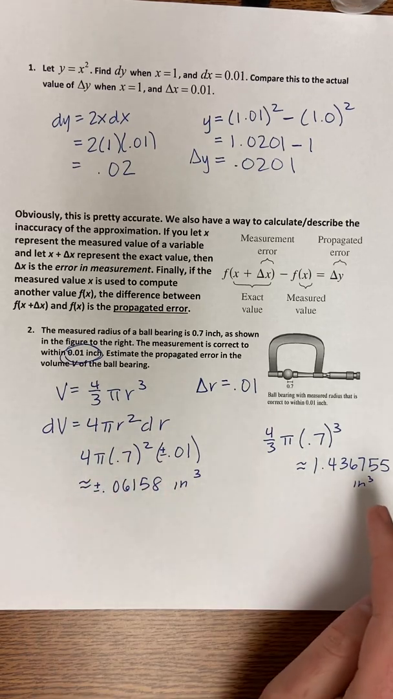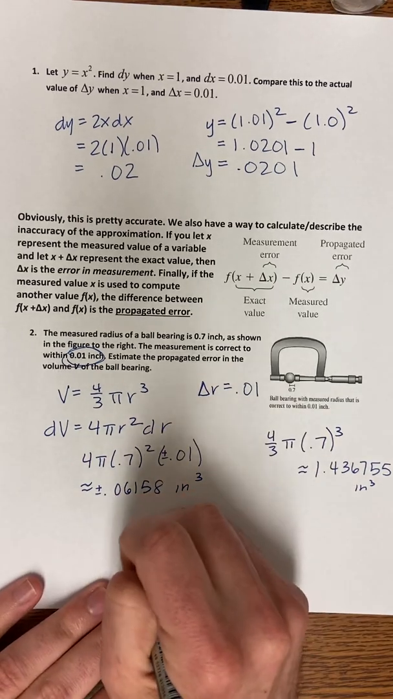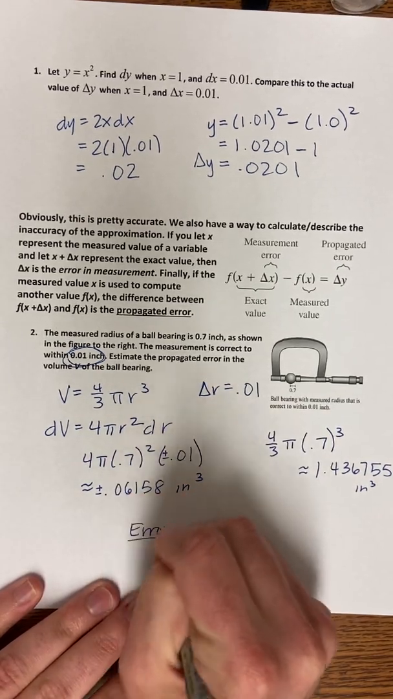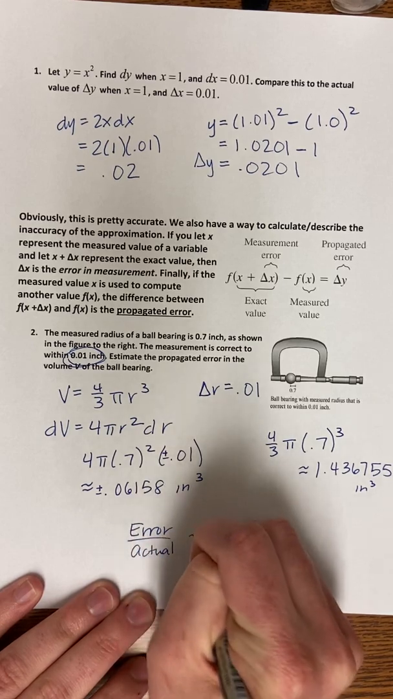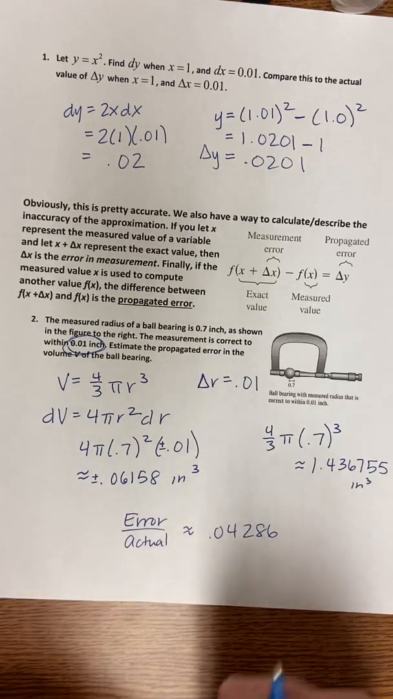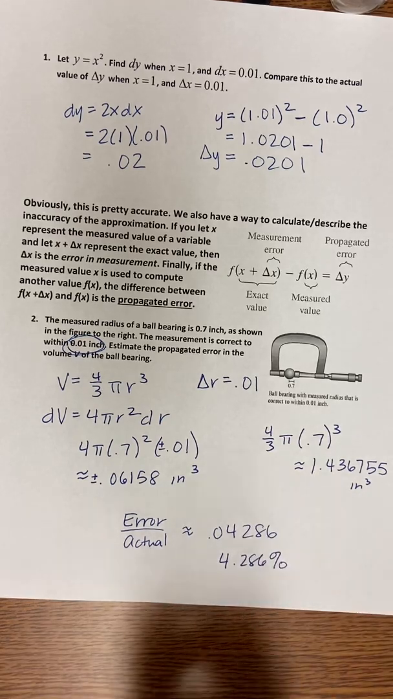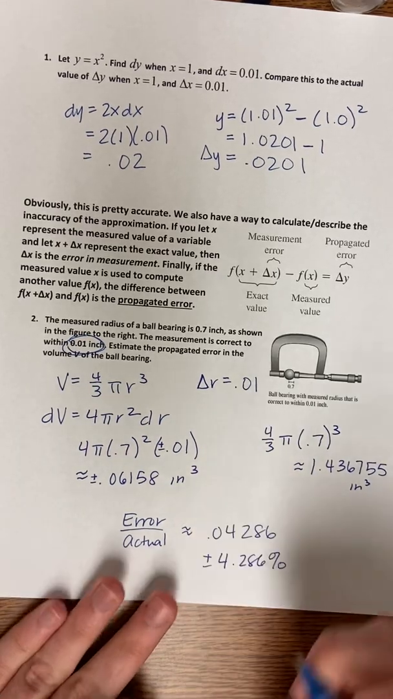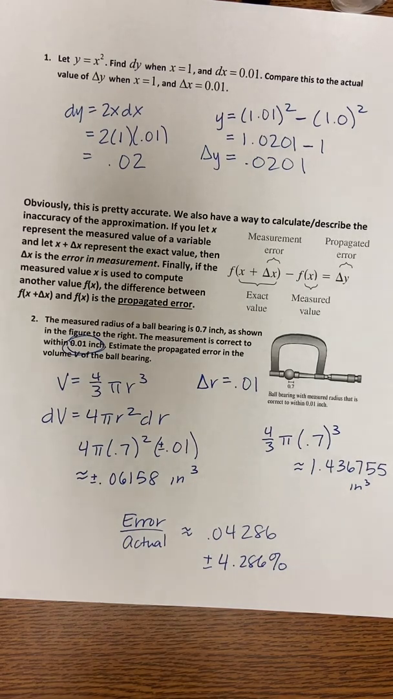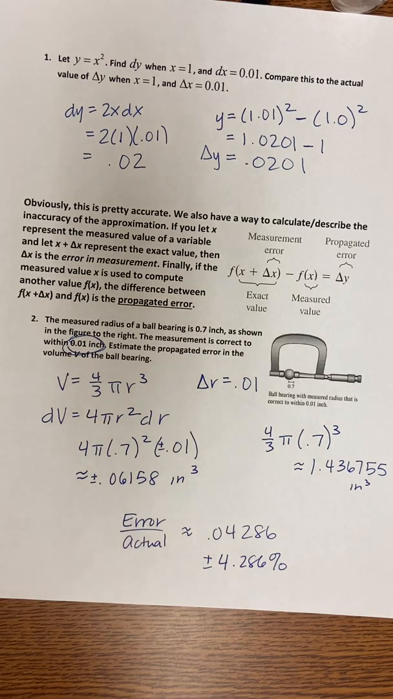And if I wanted to know the relative error of this thing, I could take my error and divide it by my original, so 0.06158 divided by 1.43675. So this is my error divided by actual. It's approximately 0.04286, we'll go with that, which represents 4.286% error. And so this could be positive or negative. So our volume could be bigger or smaller by up to about 4%, as long as my measurement's within 0.01. It's not a huge difference.